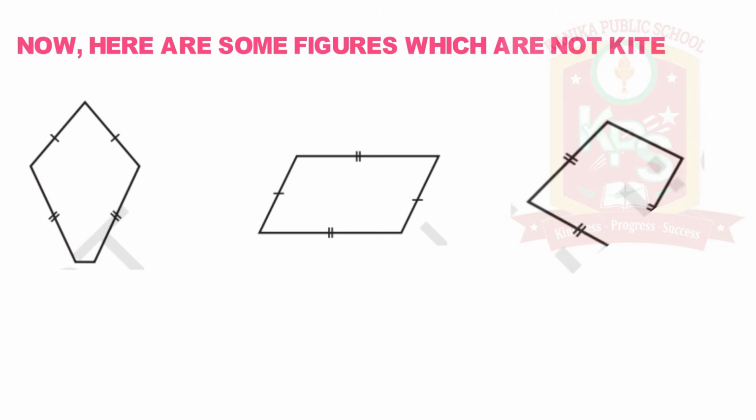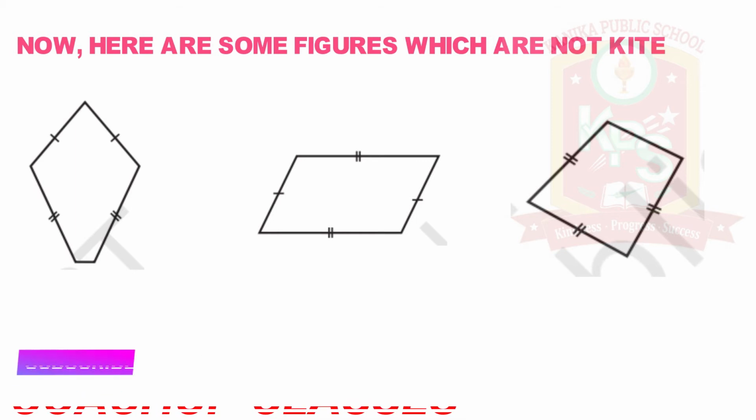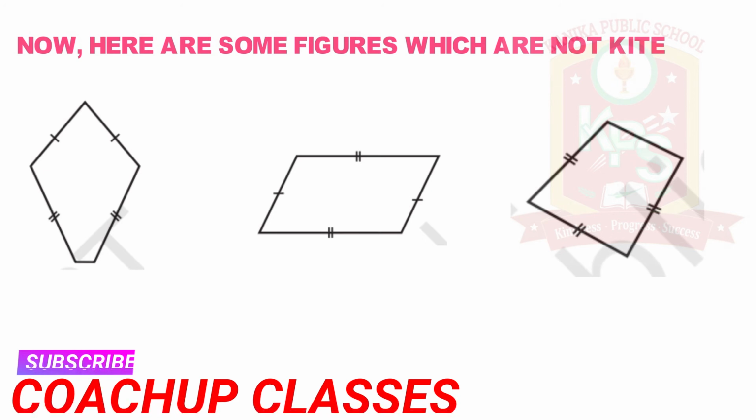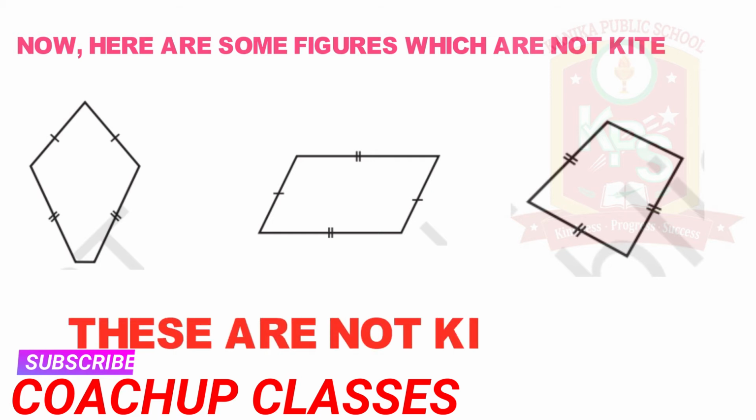And in the third figure, as you can see, here 3 adjacent sides are equal, but here 2 distinct consecutive pairs of sides should be equal. So this is also not a kite. So for a kite, the main condition is 2 distinct consecutive pairs of sides of equal length. That will be a kite.